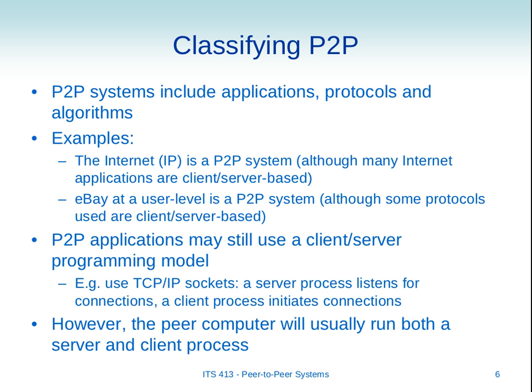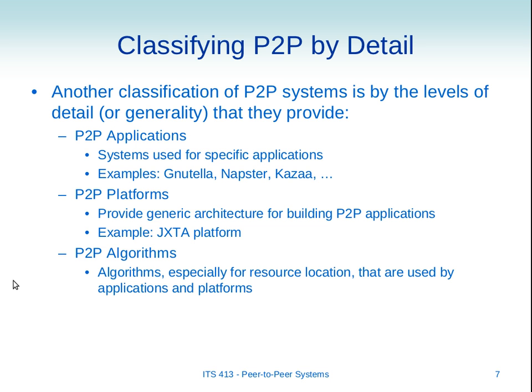Just some terminology. Peer-to-peer systems can refer to applications, protocols, and algorithms. So again, when we say, is BitTorrent a peer-to-peer system? Well, again, we need to be careful. What are we talking about? The protocol for BitTorrent, an application, the algorithms that it uses. There are some differences.